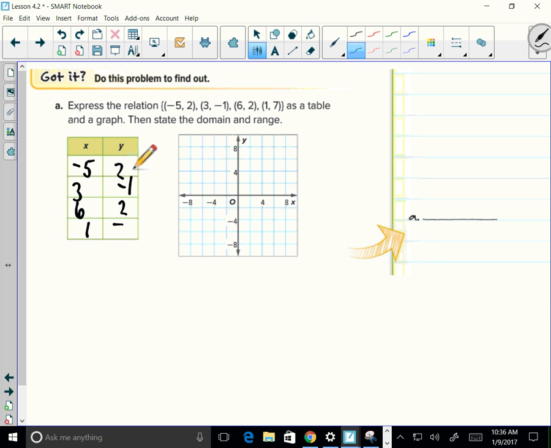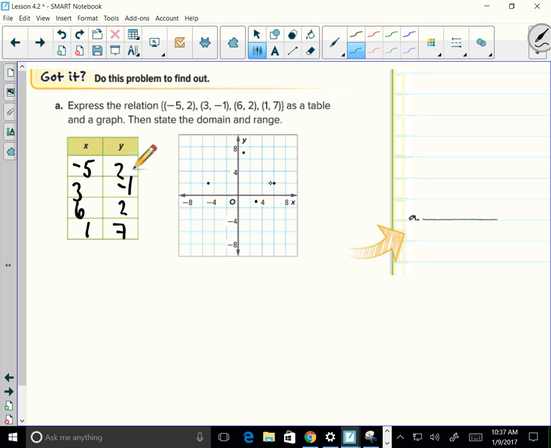Now I need to plot these on the graph, and I do that. I start with -5 and 2, which means I need to go over 5, which is not perfectly on a line, but up 2. So I'm halfway between here. And then 3, -1. Oops, not that one. You got to go down. To the right 3, down 1, right in the middle here. Now the next one is 6, 2, so I go over 6, up 2. This one is on the line here. And then 1, 7, so I go over 1, up 7. That one's in the middle. Okay, so your graph is going to look like this. You should have the 4 points.